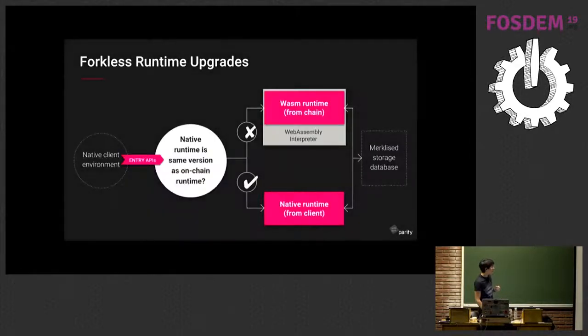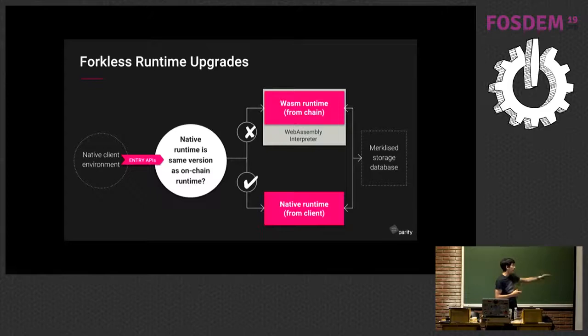So what can we gain by putting the runtime on the blockchain? Well, we can actually avoid forks altogether. We have some simple logic, basically, that says we check in Substrate whether or not the runtime on the blockchain matches the native binaries on your machine.